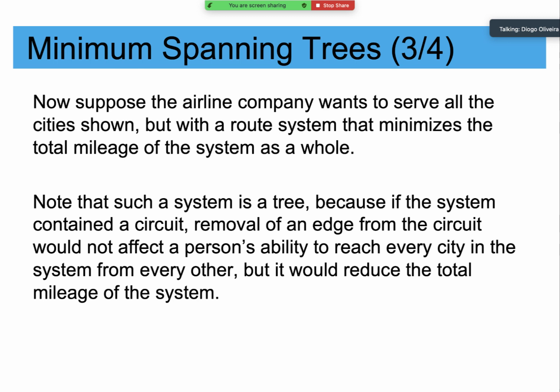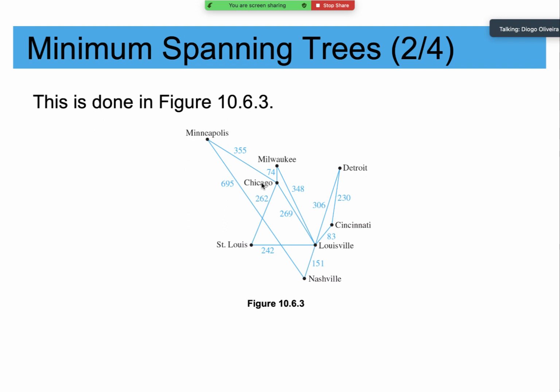Note that such a system is a tree, because if the system contained a circuit, removal of an edge from the circuit would not affect a person's ability to reach every city in the system from every other, but it would reduce the total mileage of the system. So let's understand what we see here. Again, how can this airline company find a way of passing through all of those cities, saving mileage? But not only that, we want to do that by creating a spanning tree, which means that we must eliminate circuits. So for example, we can see that there is a circuit over here, correct? There is a loop there.